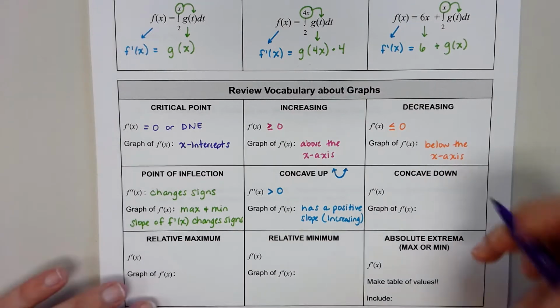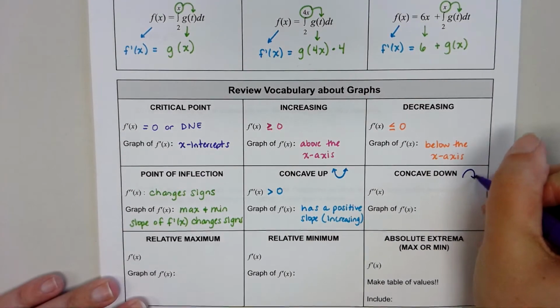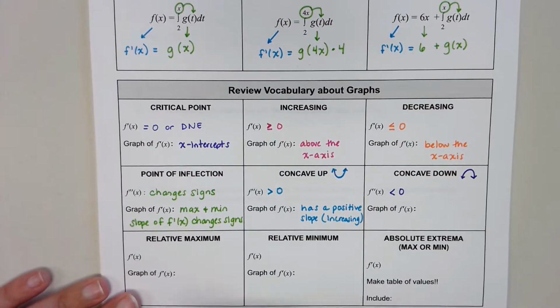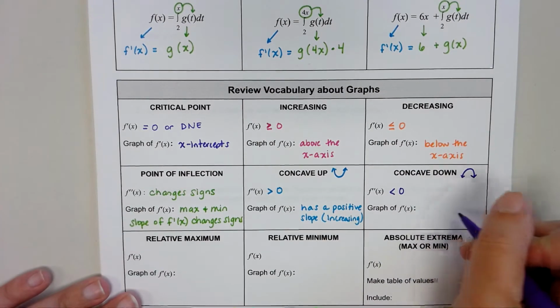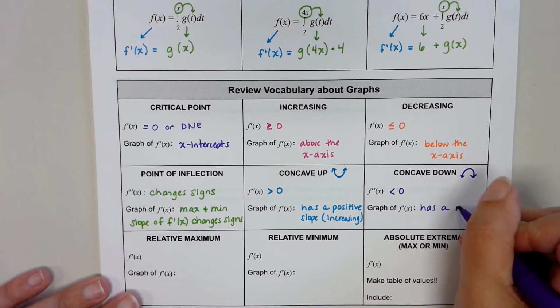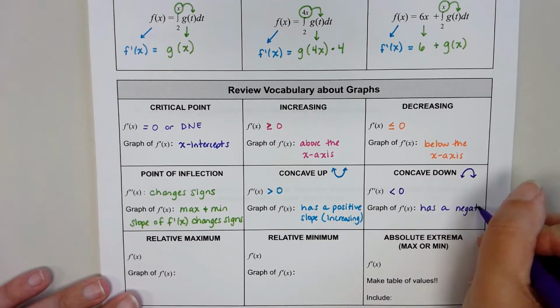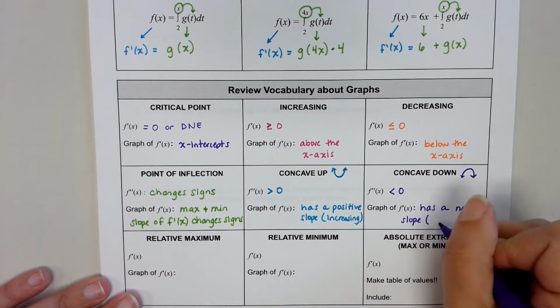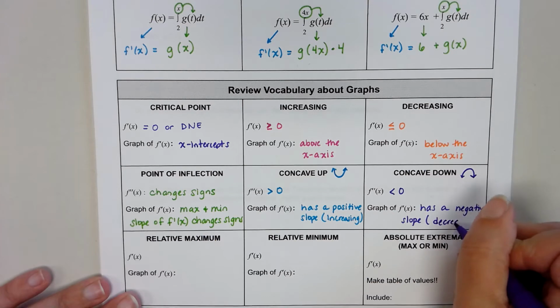Concave down would be used to describe a graph that's down like a frown, which are going to be places where the second derivative is less than 0. So this is going to be the place where the graph of f prime has a negative slope. Or we can describe that as decreasing.